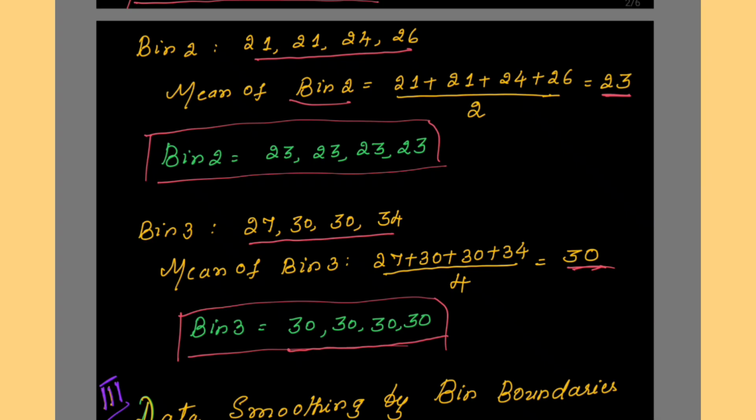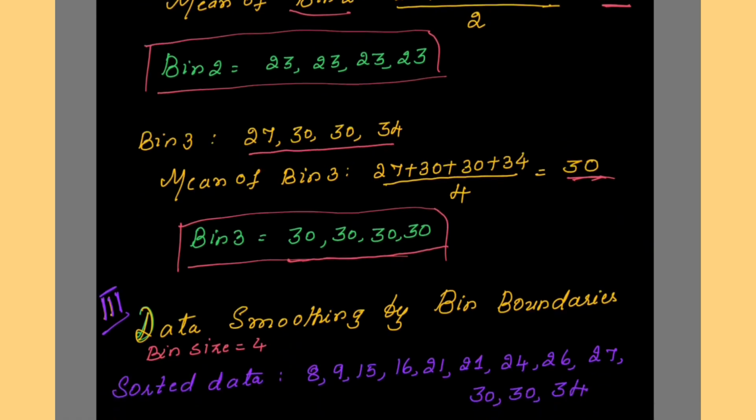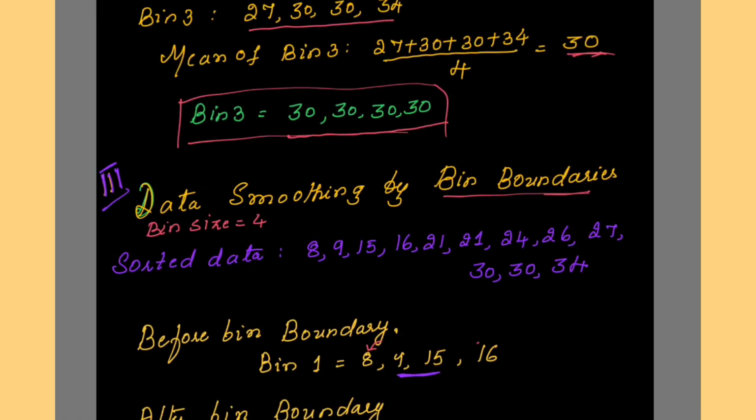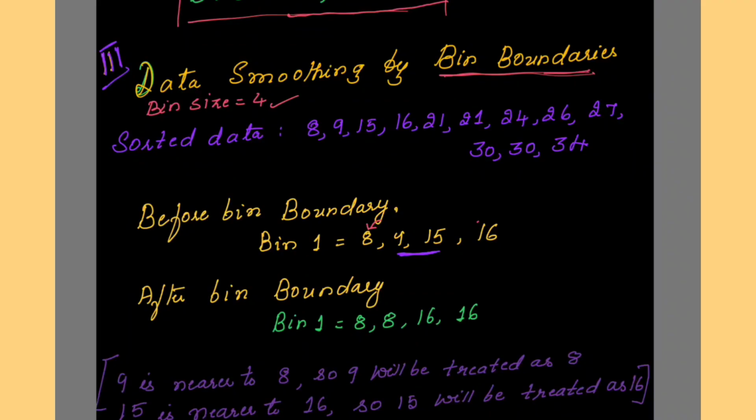So this is very simple. You are replacing all the elements in each bin with the mean value. That is called the bin means method. So now we have data smoothing by bin boundaries method. We know that the bin size is 4.